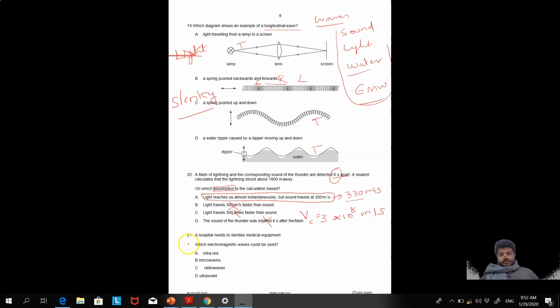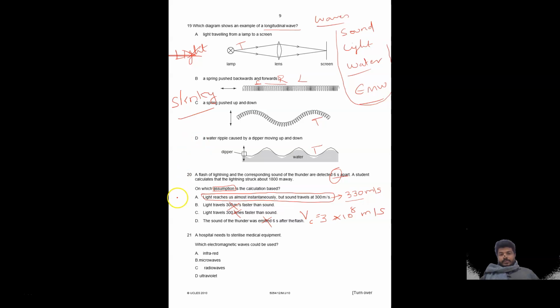And question number 21. Question number 20 is a sound wave. And this is electromagnetic waves, because you see, a hospital needs to sterilize medical equipment. Underline this word, it is the keyword. Which electromagnetic waves could be used? Now here, how many electromagnetic waves do we have?